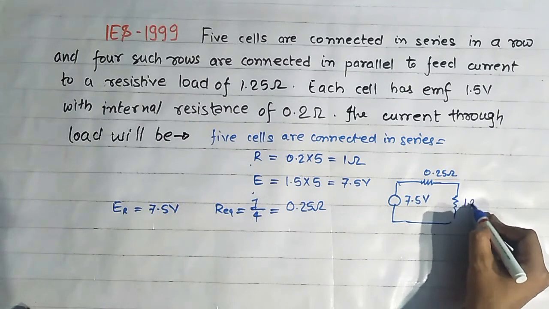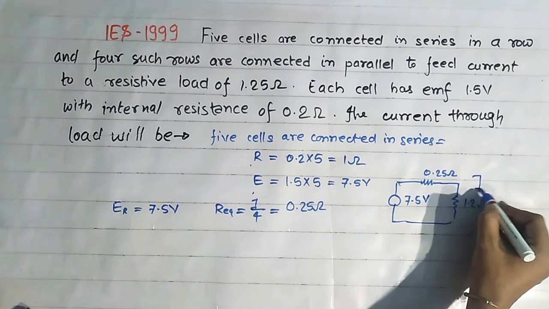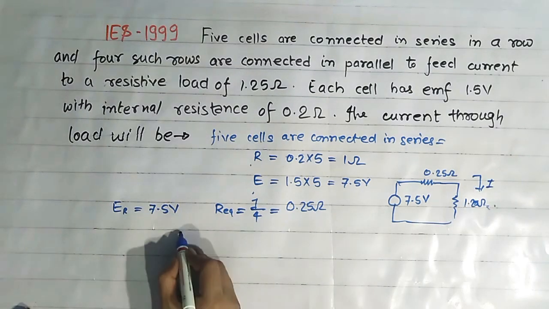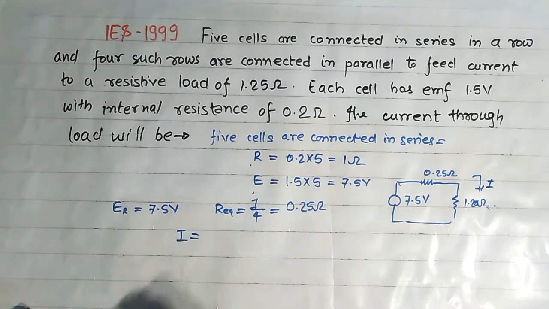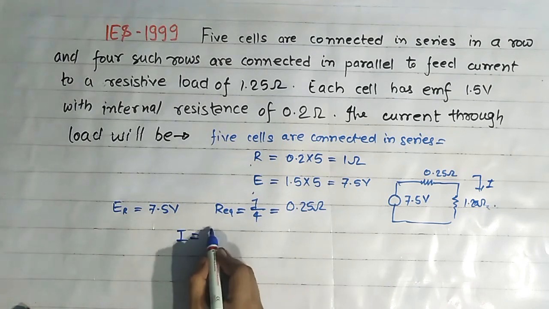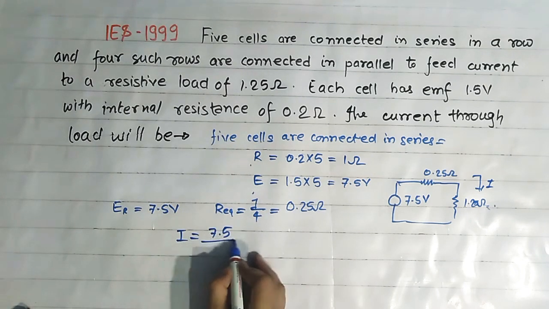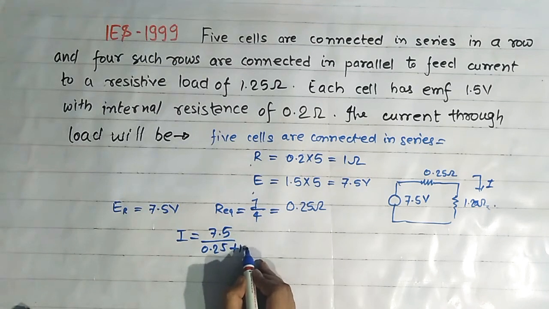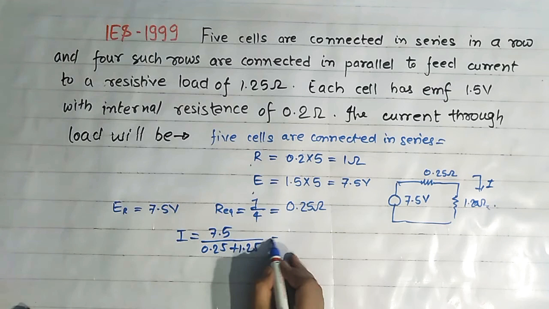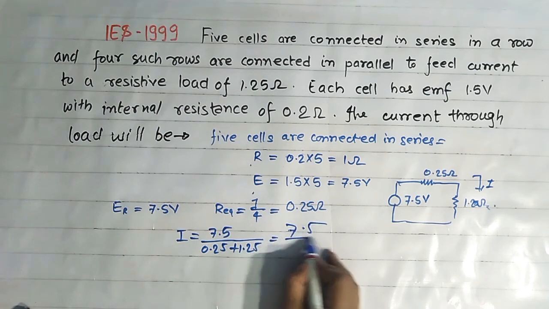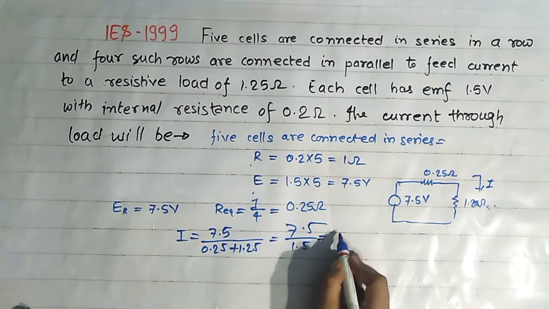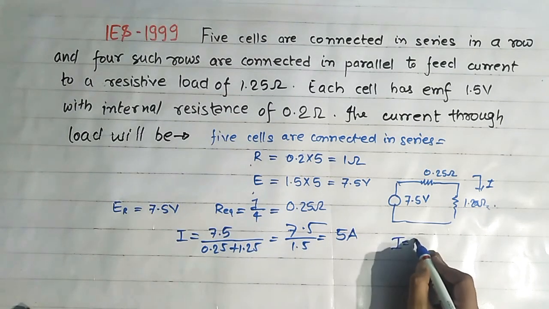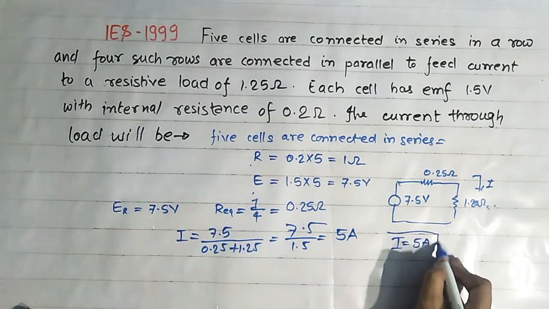Now we have to find the current through this 1.25 ohm. So what is the current? I is simply equal to V by R, that is 7.5 by 0.25 plus 1.25, that is equal to 7.5 by 1.5, that is equal to 5 ampere. So I is equal to 5 ampere is the answer.